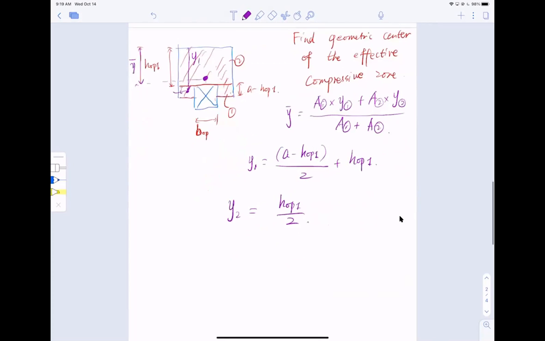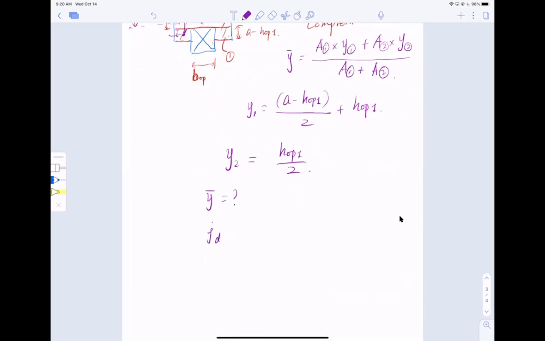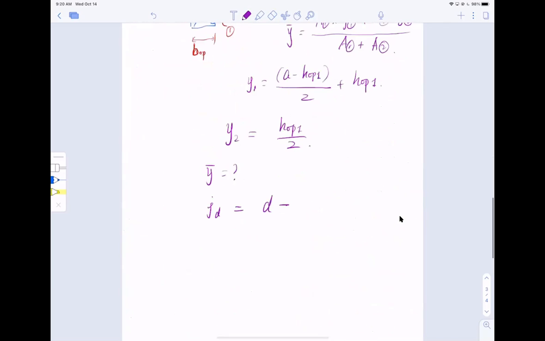Right? So with this, I can actually solve for my y bar. Bringing all the equations, you have the area already, you have the distance, you can find the centroid. So why do we have to find the centroid? Because once we find the centroid, jd, which is the distance between tension and compression, equals d, the depth of the section, minus y bar. So Mn, your moment capacity, equals As fy multiplied by (d minus y bar).